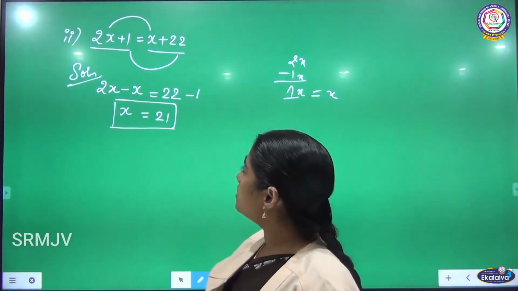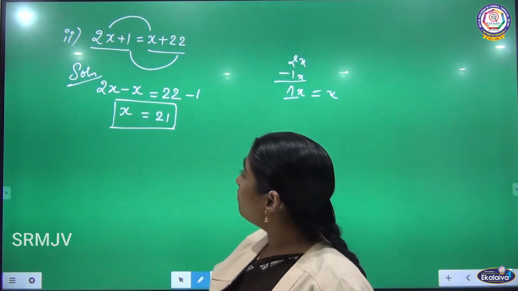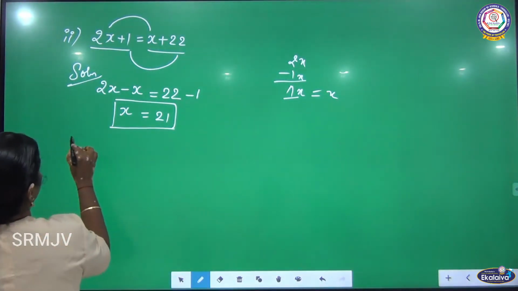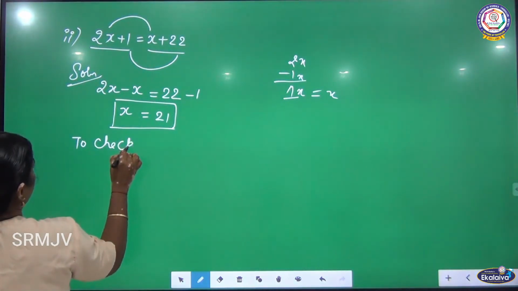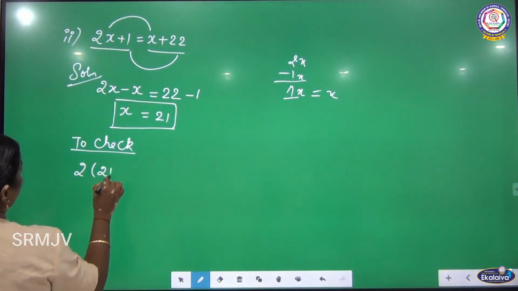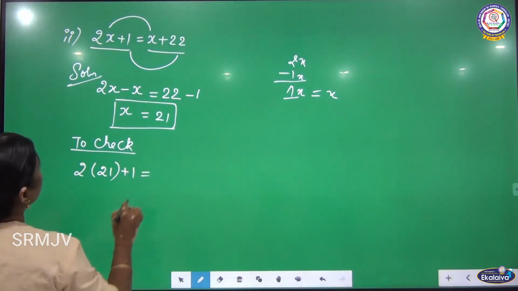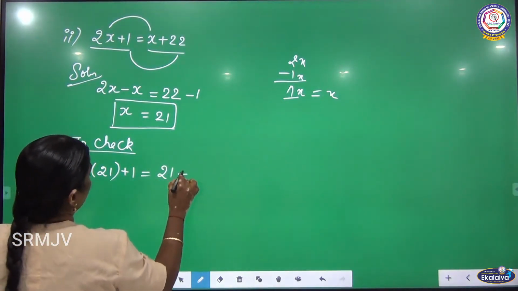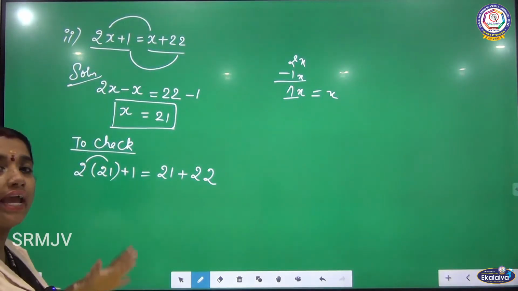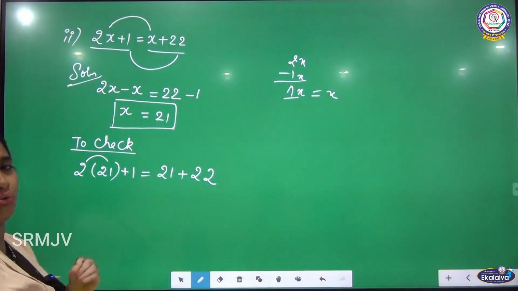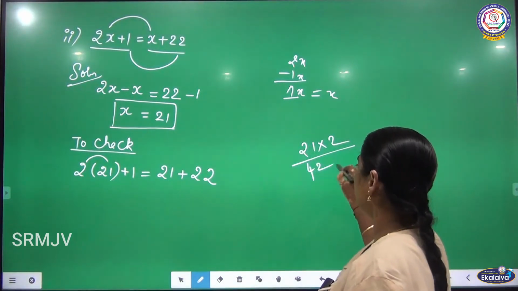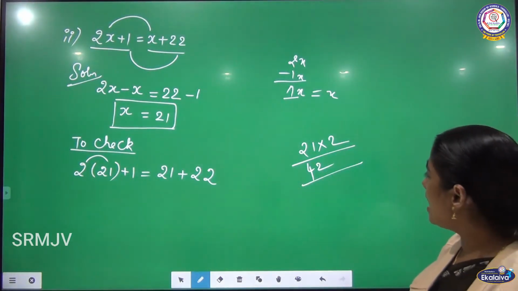So here I am solving the solution, and I am going to check it with the equation. Listen, to check: 2 into 21 plus 1 is equal to 21 plus 22. Just multiply this, it is in the bracket, so you can multiply. 2 into 21, just 21 twos are what? 42. 2 ones are 2, 2 twos are 4.